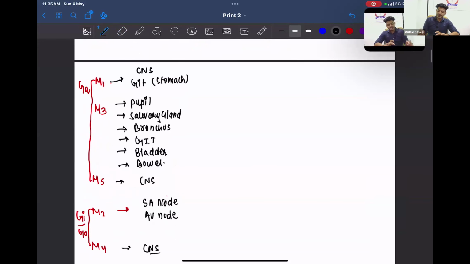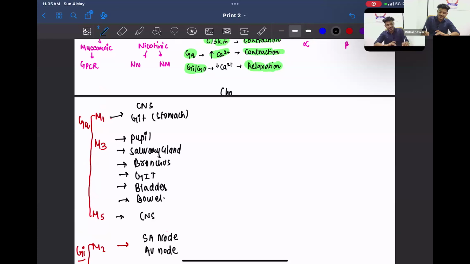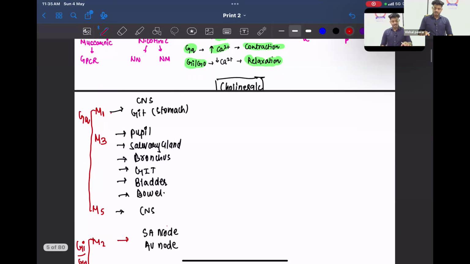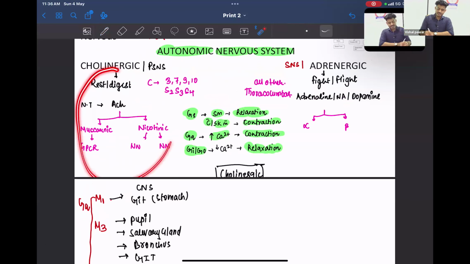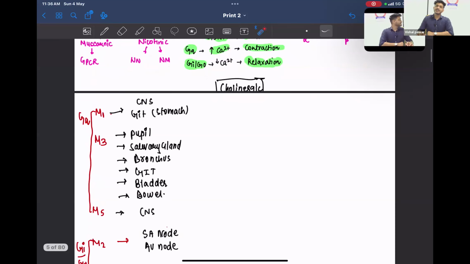Right? So let's try to understand what is going to happen whenever you have activation of the cholinergic system. Once you understand this, everything will be easy. What I'm teaching you is the basic nervous system, and these are the receptors. They are working automatically. Whenever you are resting and digesting, this system will be working. Whenever you have activation of this particular system, you will have functioning of these systems anytime in the day.